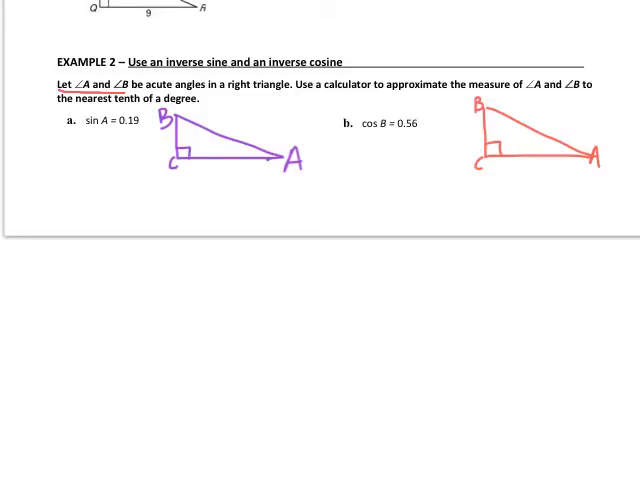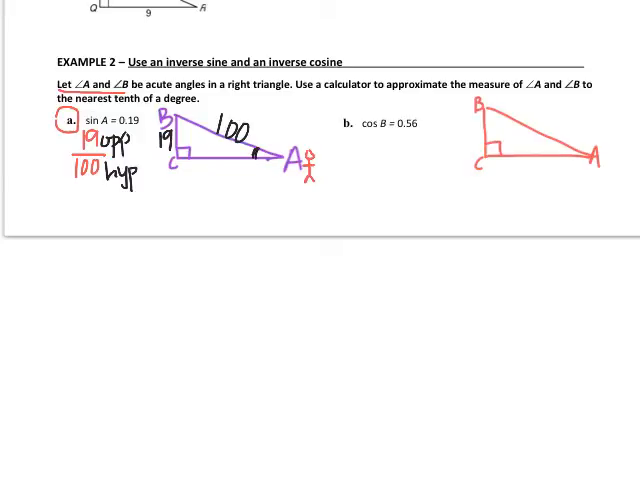So it tells us in part A in this problem that sine A equals 0.19. Well, 0.19 just means that we could turn this decimal into a fraction, and it is going to be 19 over 100. So looking at the position from angle A, because it says sine A, the opposite side is on top and the hypotenuse is on the bottom, the denominator. The opposite side from A is 19 and the hypotenuse is 100. And we are trying to solve for angle A.